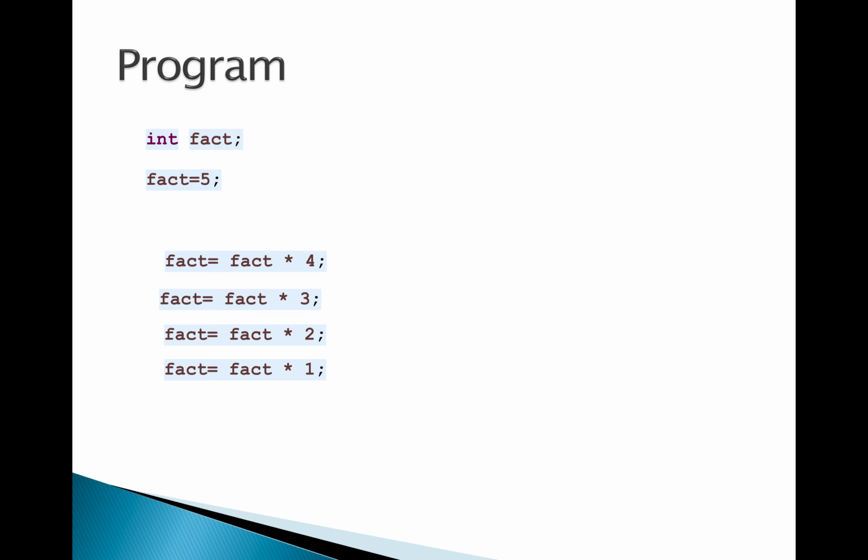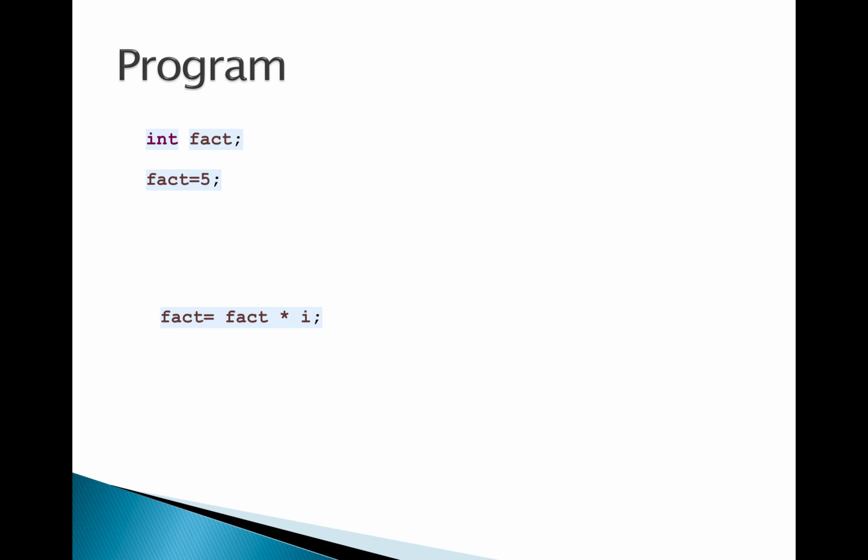So instead of having 4, 3, 2, 1, I can put a loop there. Instead of doing this operation 4 times, I can simply replace the 4, 3, 2, 1 with a value called i, and I can put a for loop above it which says i is equal to fact minus 1, that means 5 minus 1, which is 4, and then it has to go till it becomes 1.